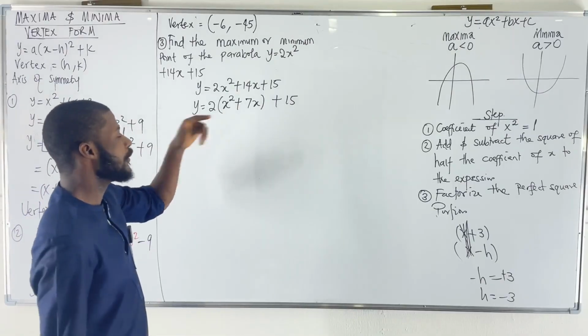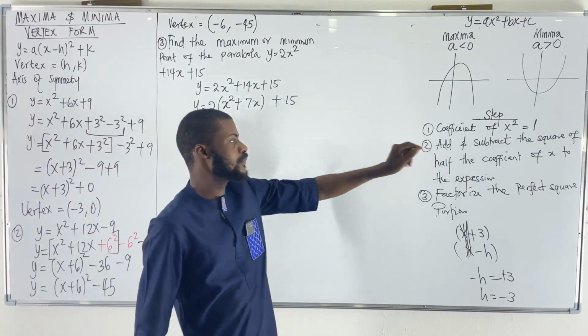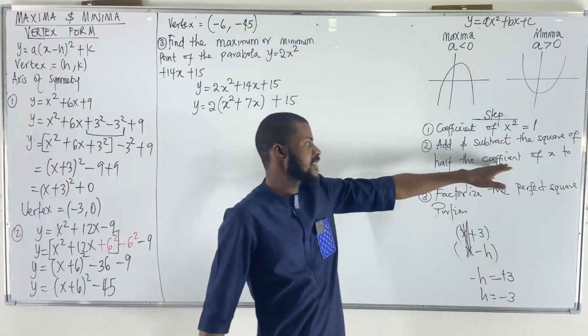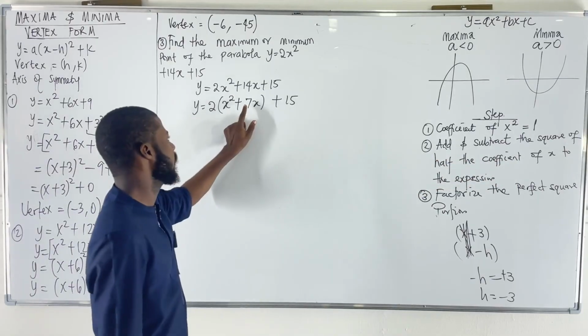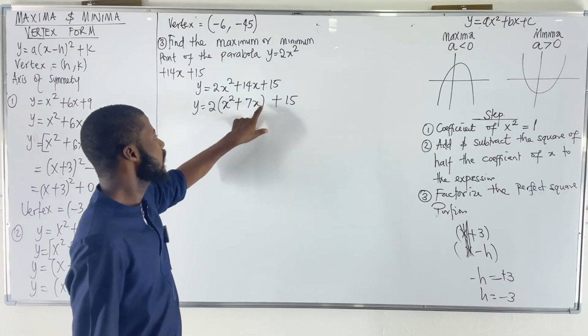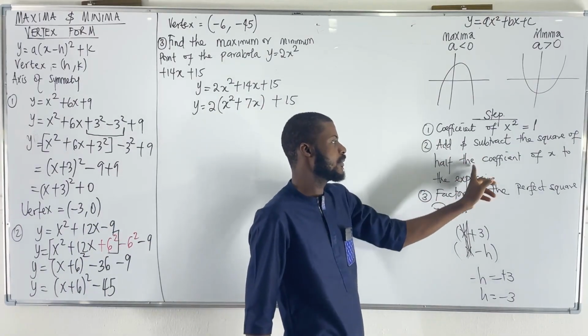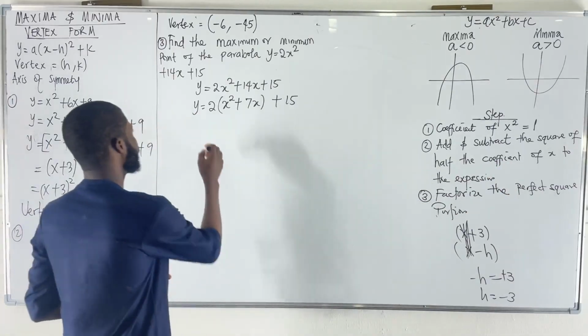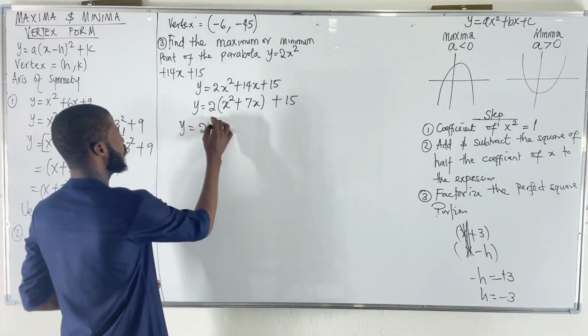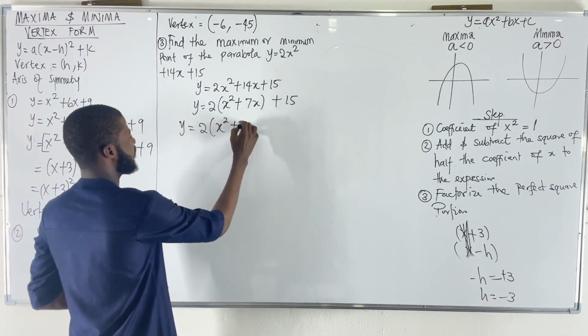Okay, now the next thing I want to do is step number 2. What is the coefficient of x? This is 7. The coefficient of x here is 7. Now the thing I should square is going to become half the coefficient. So I'm going to say y equal to 2 into x squared plus 7x.